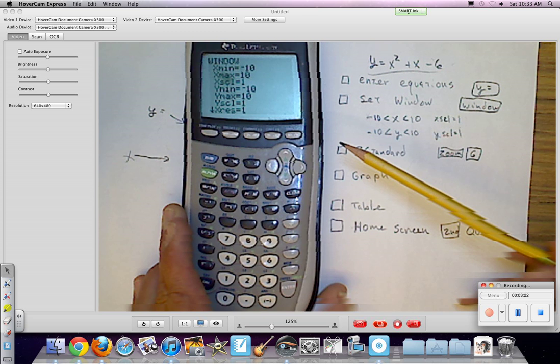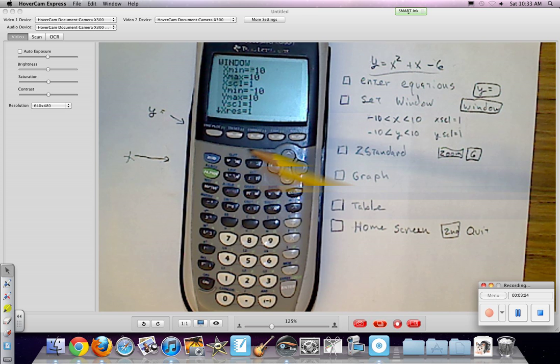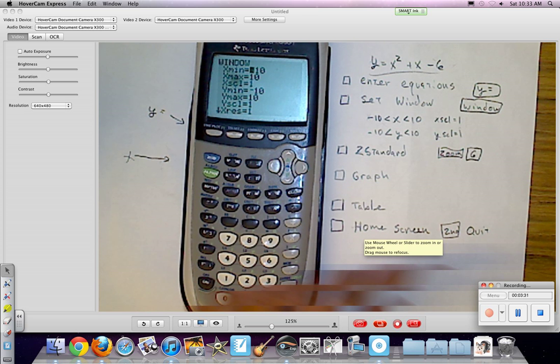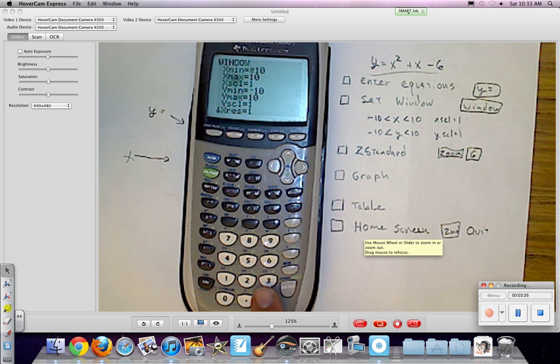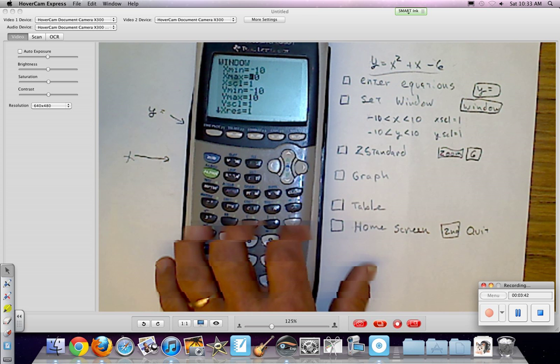Window tells the calculator where to look on the graph. If you're not sure, a good place to start is what's considered zoom standard. So I'm going to set my x minimum to negative 10. Now it's important whenever you're putting in a negative to use this negative button. So I'm going to say negative 10, enter, 10.